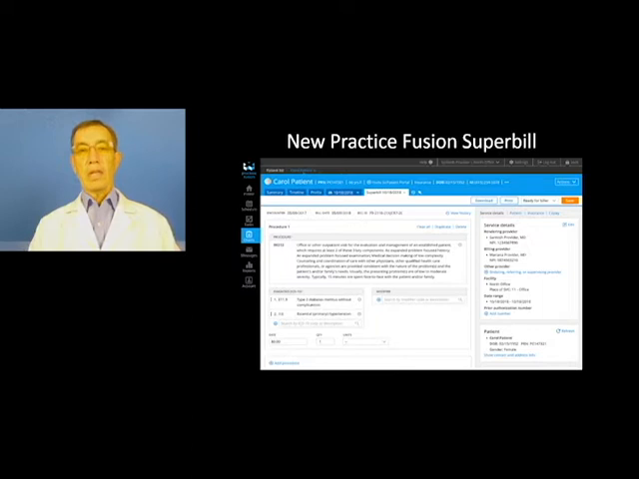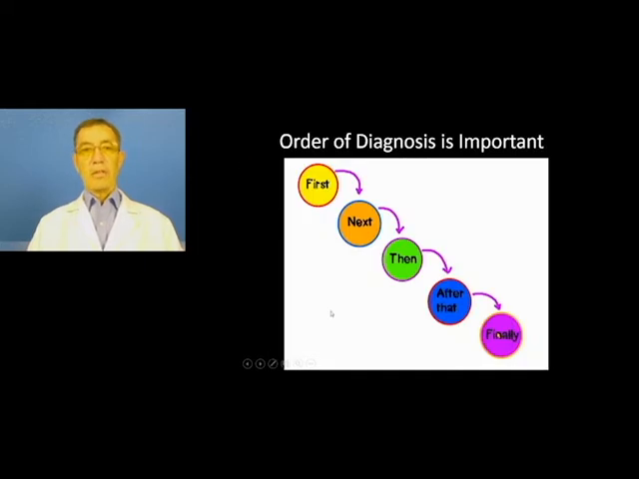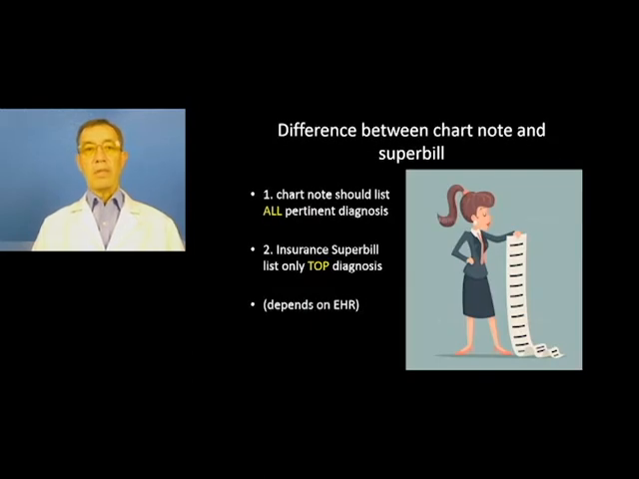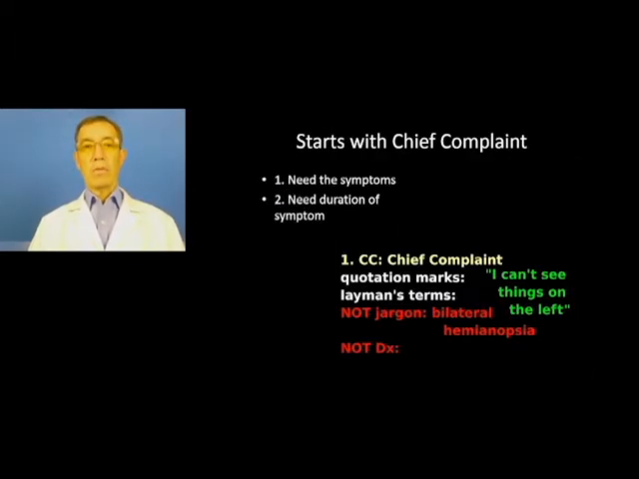So different electronic health records have different super bills. This is one of the ones that we use, and you can see that we have to put in the ICD-10 codes. This is for type 2 diabetes. So the order of the diagnosis you put down on a super bill is very important, and it's going to be a stepwise type of thing, with the first one being why the person was seen. So there is a bit of a difference between the chart note and the super bill. The chart note should list all the pertinent diagnoses, but depending on the electronic health records you use, the insurance super bill may only list the top diagnosis. Sometimes that's only 4, but many of them have expanded now to 12.